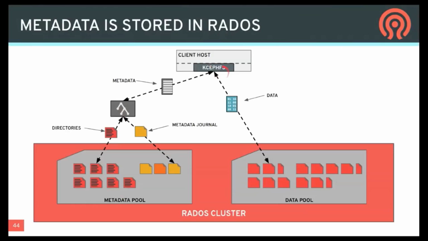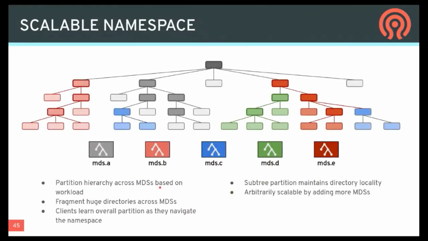And then when you actually want to read and write data, you go directly to the data pool. So unlike RBD, you'll notice that for each file system in CephFS, there are at least two different pools, one for data and one for metadata, stored in the RADOS cluster. And you can do tricks like put the metadata pool on SSDs so you can goose the performance here and so on.